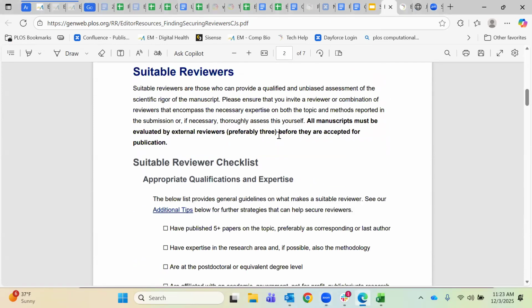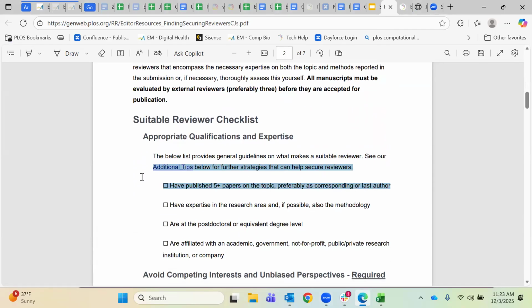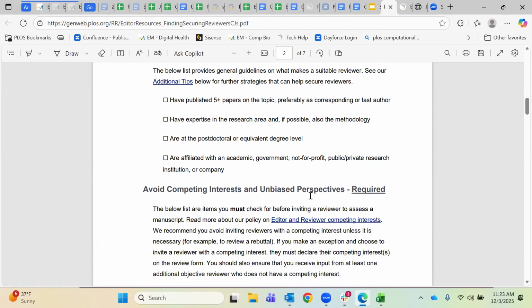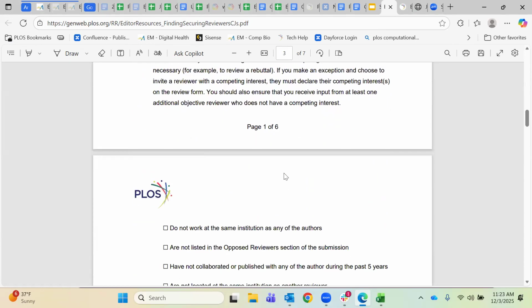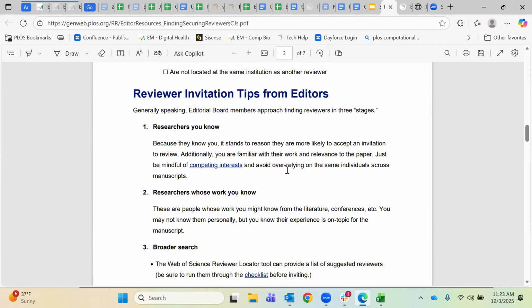Suitable reviewers, this is explaining what a suitable reviewer checklist is. So, have they published enough work in this space to be an expert on it? Are they active in this space? Are they at a level of a degree that they've demonstrated mastery over this? All these sort of things. How to avoid competing interests, things to look for COIs, that kind of stuff.